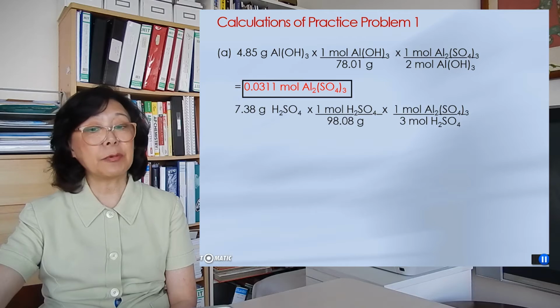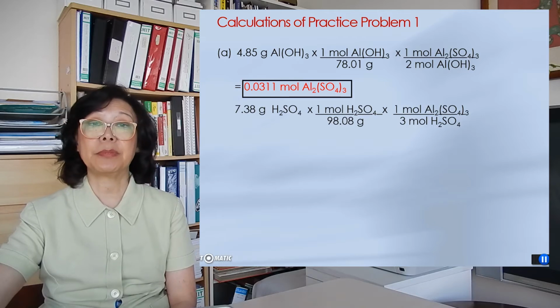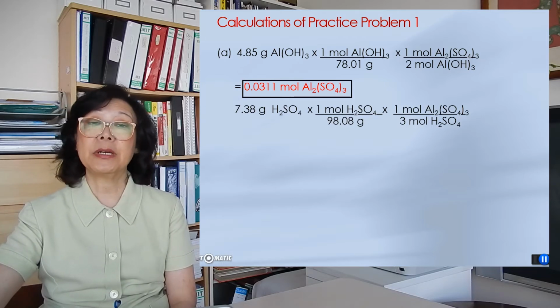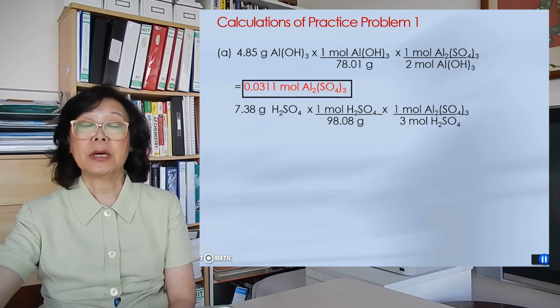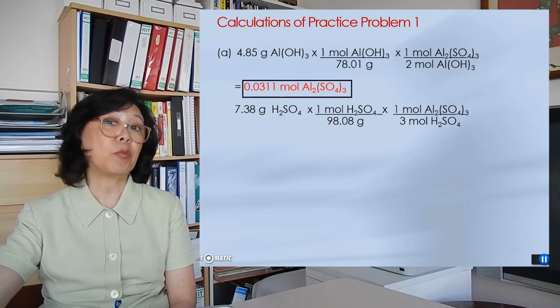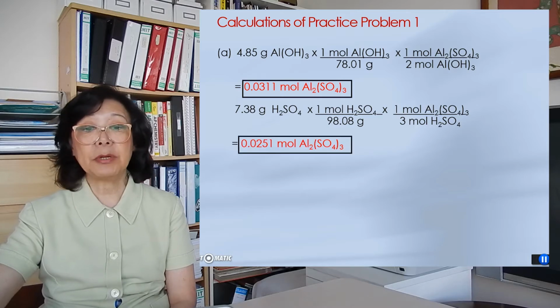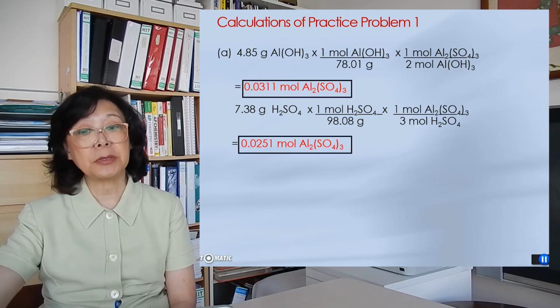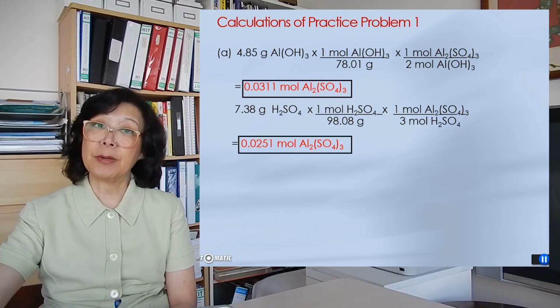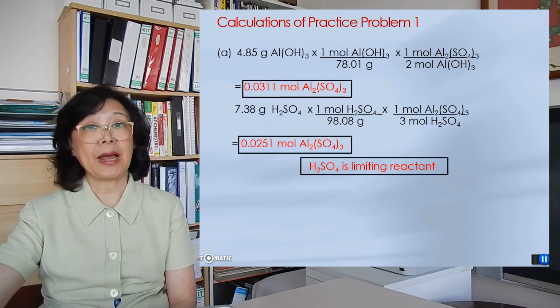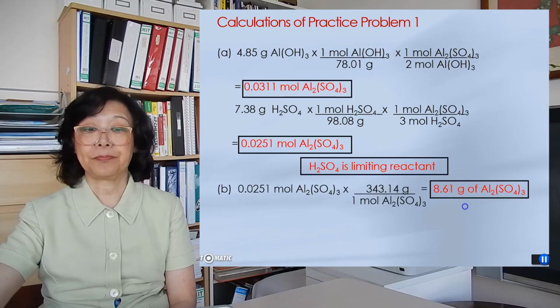Then we take the other reactant, 7.38 grams of sulfuric acid, convert it into moles of sulfuric acid, and then convert it into moles of aluminum sulfate using a mole ratio of 1 to 3. Now we get 0.0251 moles of aluminum sulfate. Because the 0.0251 is the smaller mole of the two, that means sulfuric acid is the limiting reactant.